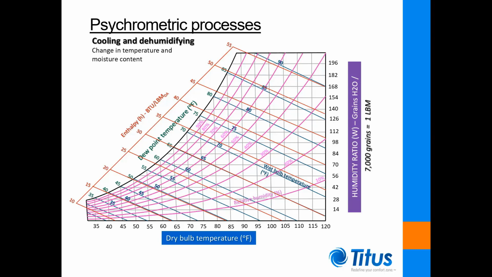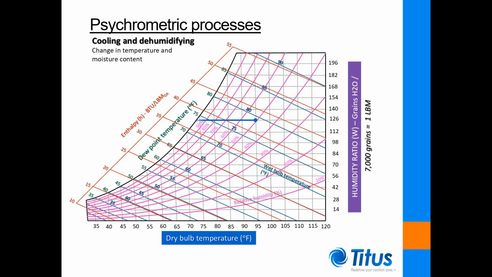Instead, HVAC latent processes are most often accompanied by a change in dry bulb temperature as well. We'll thus refer to this as a cooling and dehumidifying process, where lowering the mixture's dry bulb temperature also results in a reduction in its moisture content. For example, the process of cooling outdoor air from 95-degree dry bulb and 79-degree wet bulb to a temperature of 60 degrees can be illustrated on our psychrometric chart.